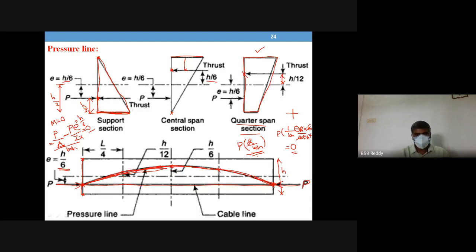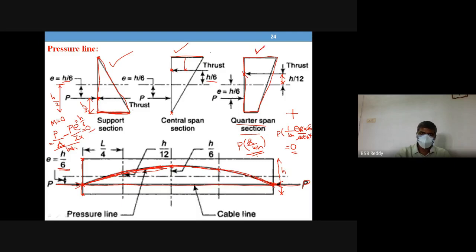Okay, that is how you draw pressure line. Okay, so to draw pressure line, it is very simple. Take the salient locations for plotting the pressure line, and at that salient location, for example, support section and 1/4 of the span and middle of the span, then work out the resultant stress diagrams.